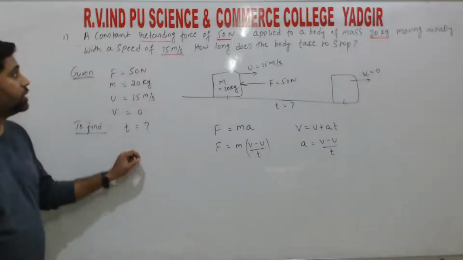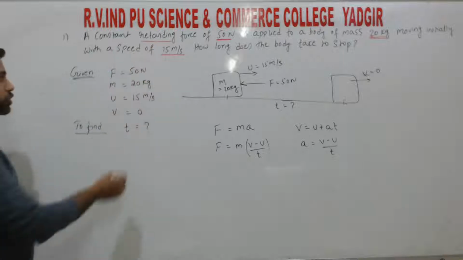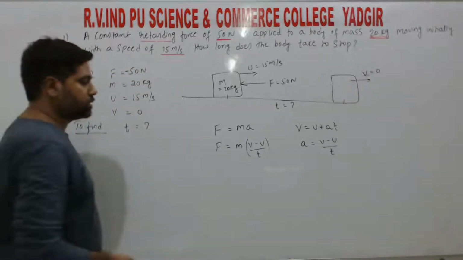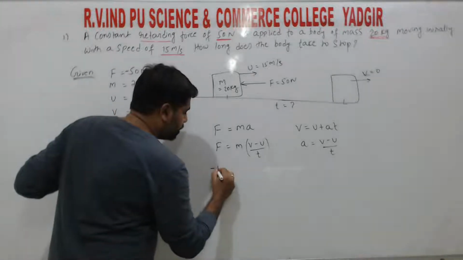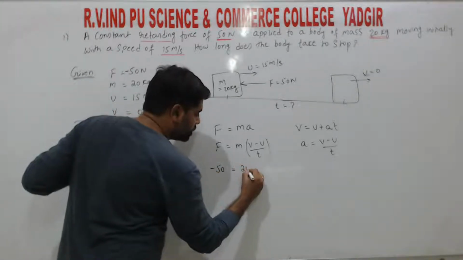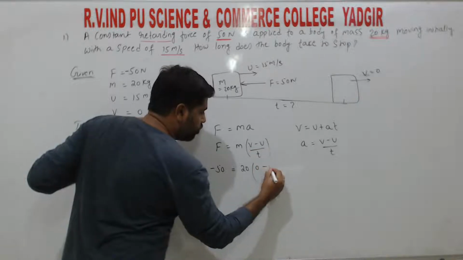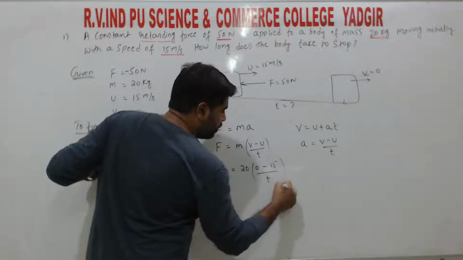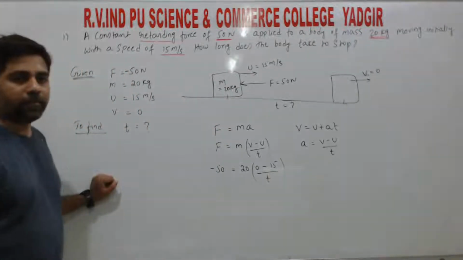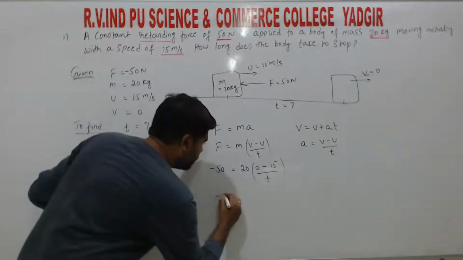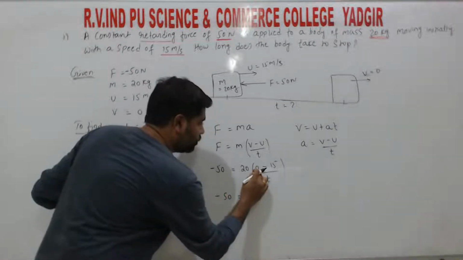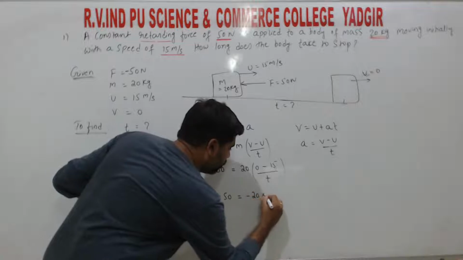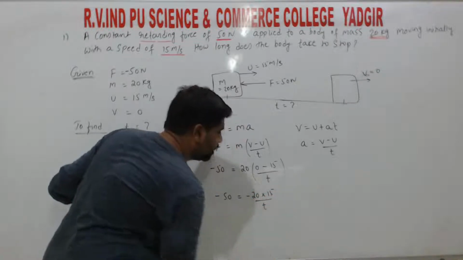So they mention retarding force. So retarding force means its force is negative. We need to take that one as minus, right? So substituting here minus 50, that is equals to mass 20 kg, v is 0, minus u is 15 divided by t. We need to find the time t, right? So minus 50, that is equals to 0 minus 15, that is minus 15, right? So minus 20 into 15 divided by t.